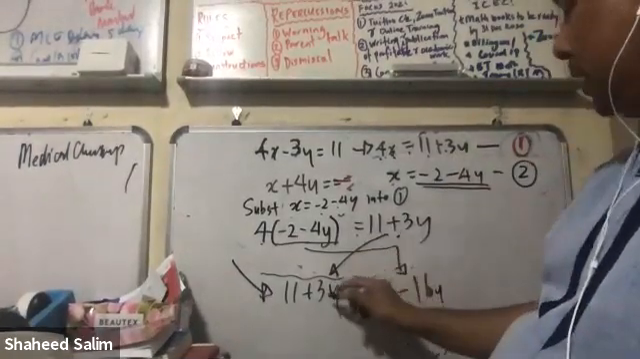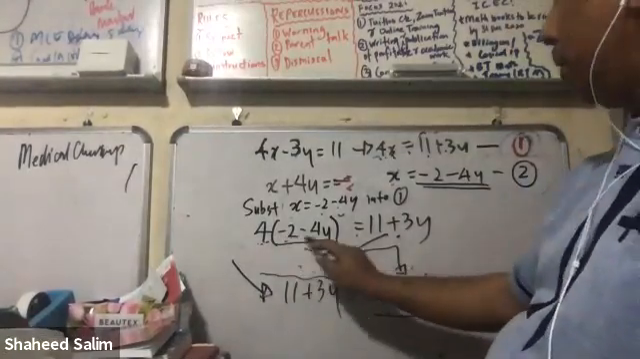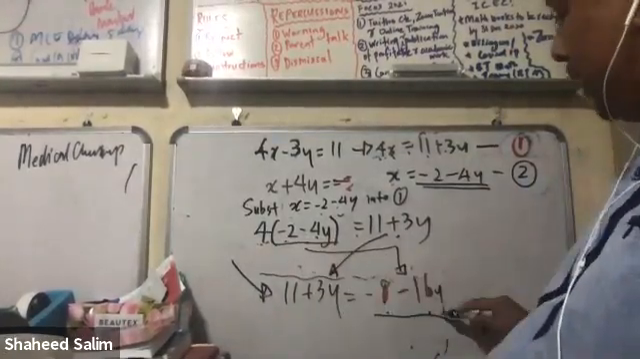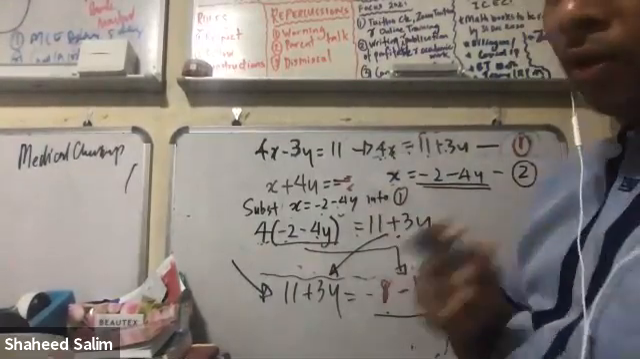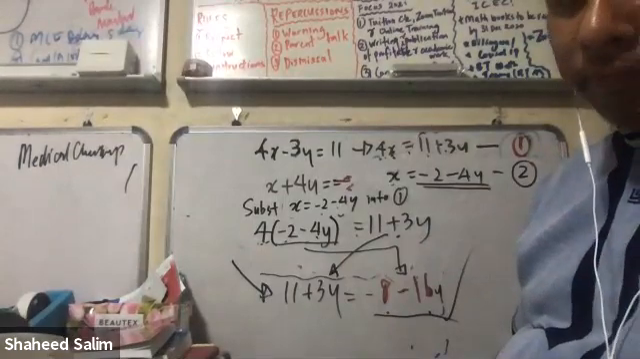Then you times it out, you will get the same thing. 4 times 2 minus 8. 4 times 4 minus 16y. Same thing. Then your steps after that are all the same. Are we okay?